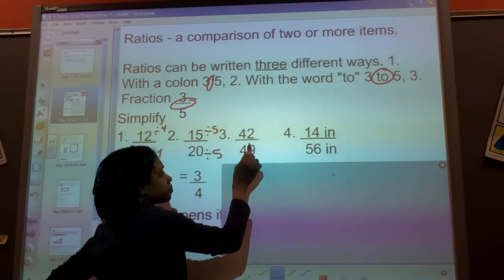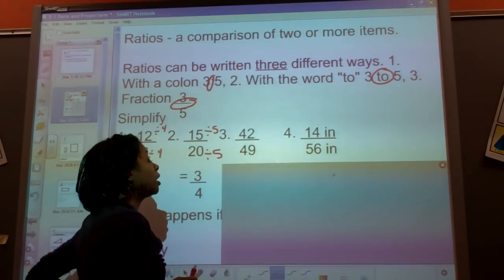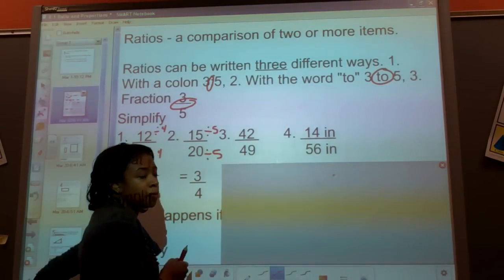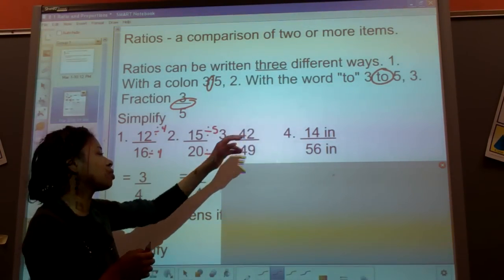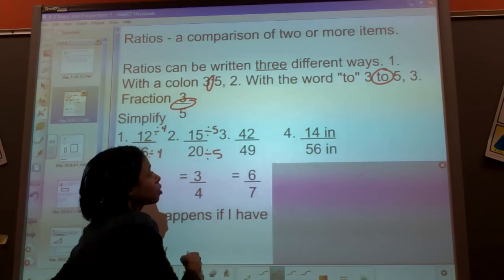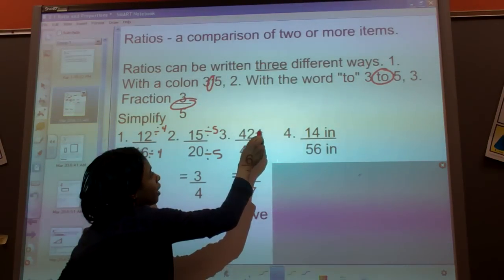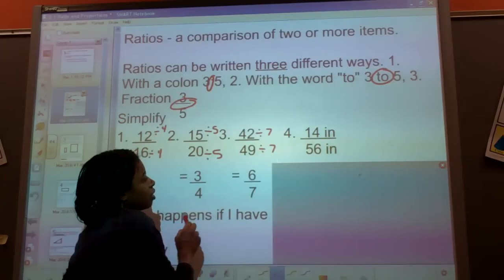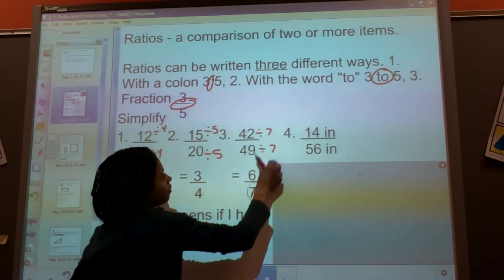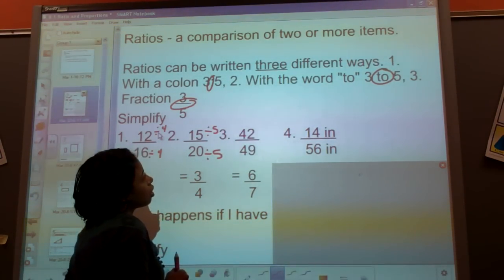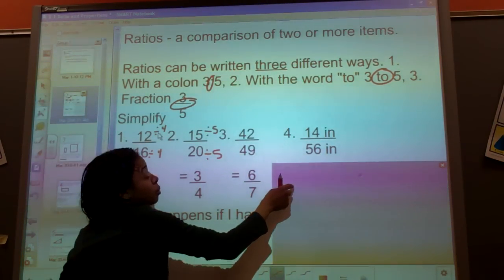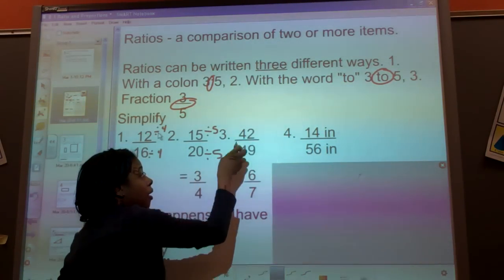And then I'll look at number 3, 42/49. The GCF in this particular case, what could it potentially be here? I see a 7. Does that work? If I divide by 7 here and divide by 7 there, that doesn't look like it works. I goofed here somewhere. I'm not sure. I'm going to look at this one in a minute. I'm going to jump to number 4 and come back to number 3.